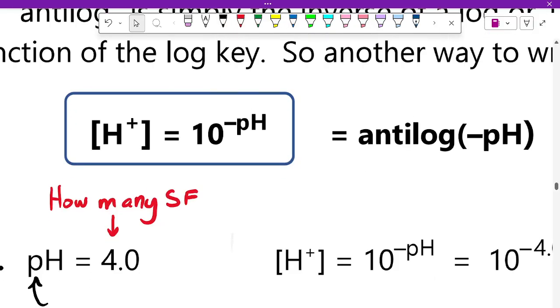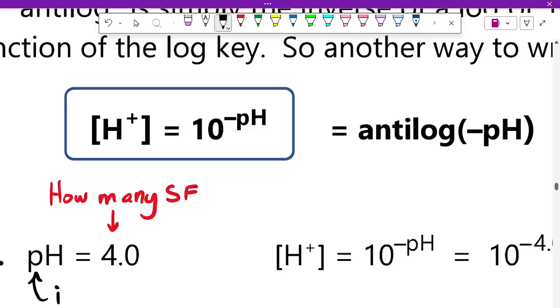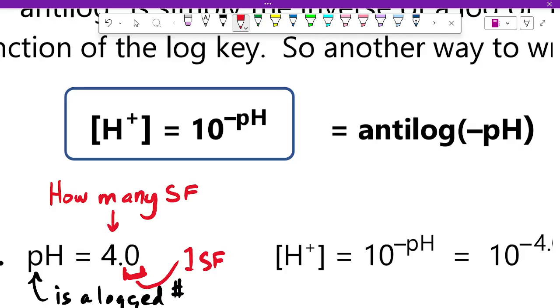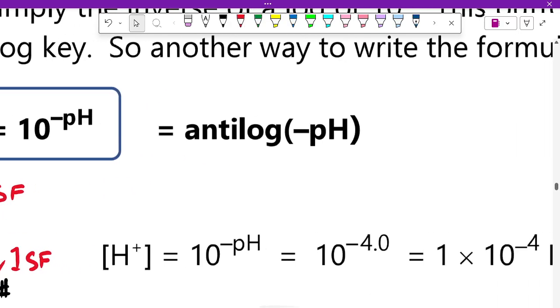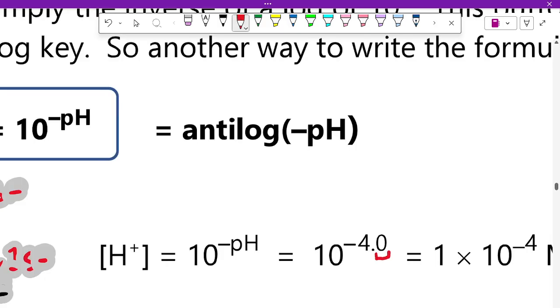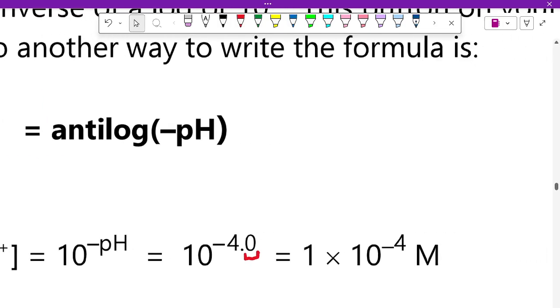Is pH a logged number? pH is a logged quantity because you took the negative log to get pH. pH is a logged number. Okay, so how many sig figs? We have 1 sig fig. So when we go to our final answer then, we say we have 1 sig fig here. And now we're in an unlogged number. So we're going to have 1 sig fig here.